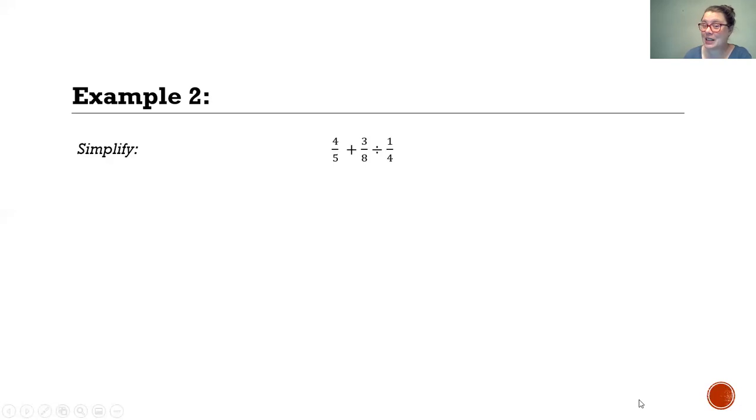All right, let's do the next one. This one we don't have squares. I didn't even put brackets in. We made it easy. So BEDMAS says we're going to do our division first. So we'll start here. 4 over 5 plus 3/8 times 4 over 1.